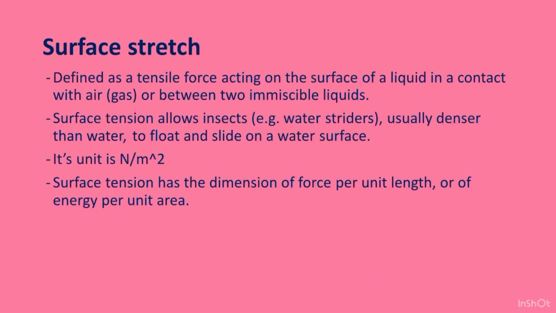Next is surface tension. Surface tension is defined as a tensile force acting on the surface of a liquid in contact with air or between two immiscible liquids. Surface tension allows insects, usually denser than water, to float and slide on a water surface. Its unit is N per meter, and surface tension has the dimensions of force per unit length or of energy per unit area. So surface tension is basically like insects that float on top of water.